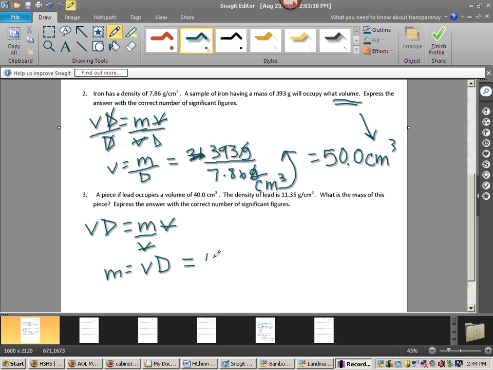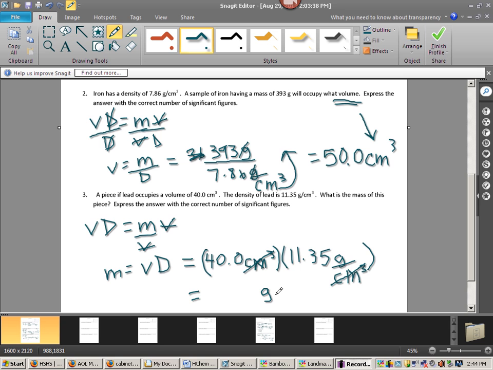The volume that we were given is 40.0 centimeters cubed. And the density is 11.35 grams per centimeter cubed. The centimeter cubed is in the top and the bottom, so they will cancel. And we're left with just gram, which is good because we're calculating mass, and the unit for mass is indeed the gram. Go to our calculator.